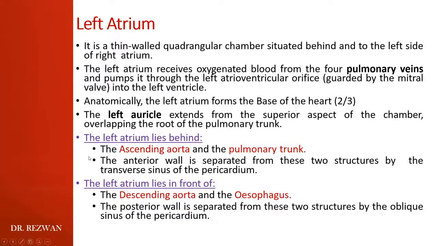Now what is the relation? The left atrium lies behind the ascending aorta and the pulmonary trunk, and the anterior wall is separated from these two structures by the transverse sinus of the pericardium. On the other hand, the left atrium lies in front of the descending aorta and the esophagus, and the posterior wall of the left atrium is separated from these two structures by the oblique sinus.